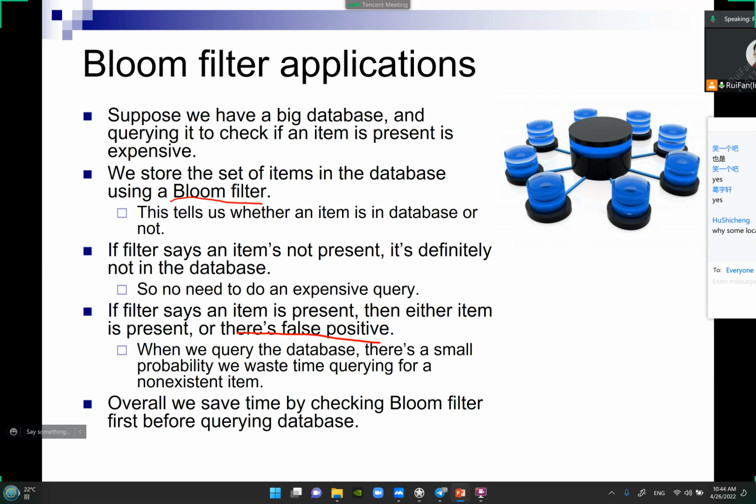So altogether, by first using the Bloom filter before you actually query the database, on average you can save a lot of time. If the item is not in the database, you don't bother making this expensive query. And if it's in the database, usually when you get a yes answer from the Bloom filter, it actually is in the database, and there's a small probability that you get a false positive, in which case you wasted time. But that probability is very small. So that's one basic application for Bloom filters.